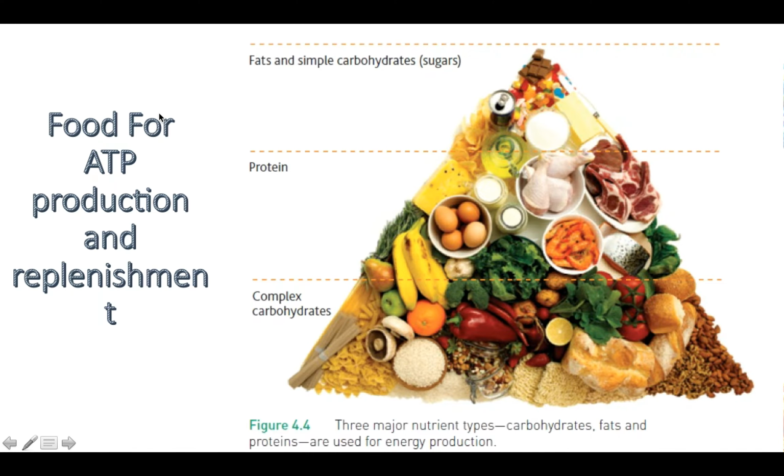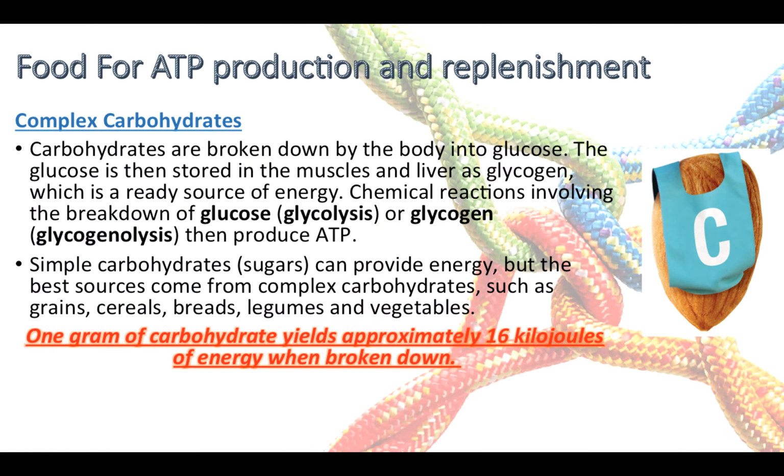So when we look at food for our ATP production, we know we have different food groups. Fats and simple carbohydrates is this top part of the triangle, as we know them to be unhealthy foods generally. Then we have our protein, so eggs and meats, and our complex carbohydrates, which are our slower burning nutrients for our body. We'll look at them all individually.